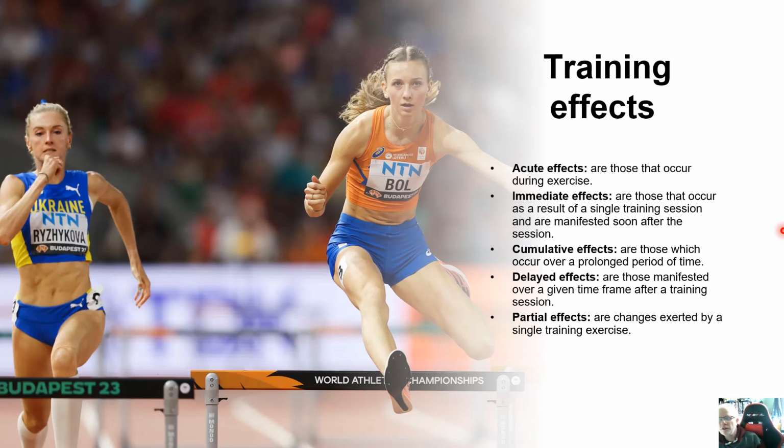We then have the partial effects. These are changes exerted by a single training session. In other words, a partial effect is something that is going to contribute to the overall biological adaptation. So a partial effect might simply be that the athlete is getting more mechanically efficient from a single session. They're learning the skill pattern. Because they start to develop a better skill pattern, a better movement and locomotive ability, that starts to lead them to become more efficient. So the partial effects start to manifest themselves over time, driving those cumulative effects that we've already listed.